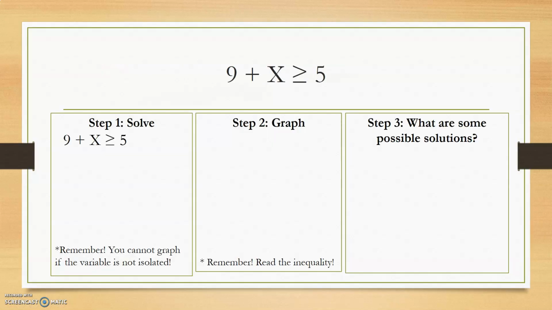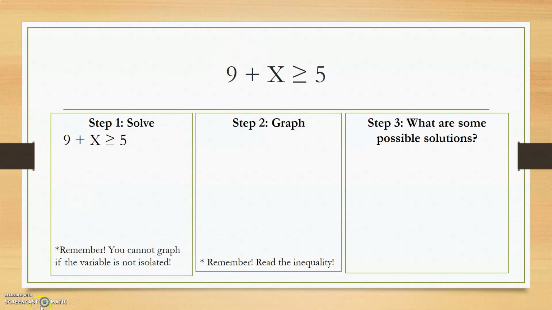Here's our first example. Our first example is 9 plus x is greater than or equal to 5. So this is a simple inequality. So step one, we're going to start with what we know. We know that we need to isolate x, and it's very similar if you guys think back to what we did with equations. We solve them the same way, but the only thing that's different is our inequality sign.